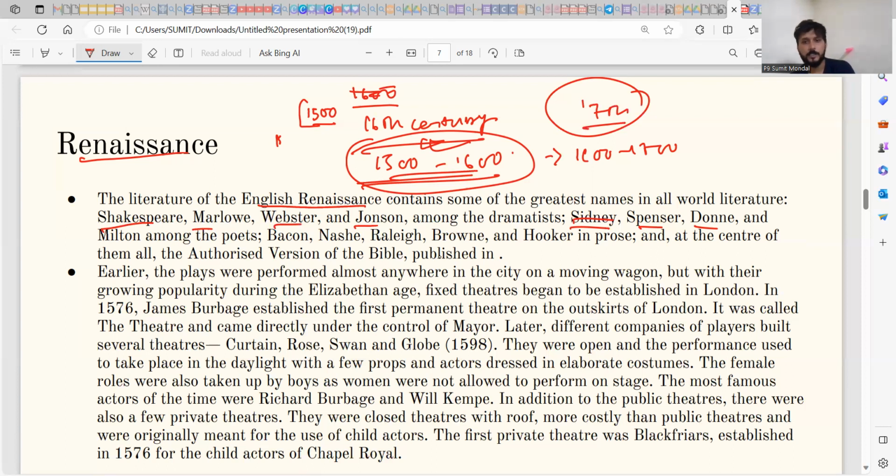So Marlowe, Webster, Johnson, Sidney, Spenser, Donne, Milton, ठीक है, Bacon, Nashe, Raleigh, Browne, Hooker, the prose writers, the non-fiction writers mostly. Okay, so please remember the names. They are the Renaissance. It's very important. Okay, so and it is the beginning of Elizabethan age because you have already seen the trajectory. Renaissance में Elizabethan era आपको you can see.